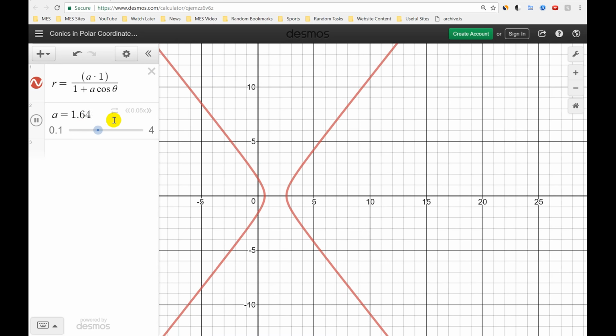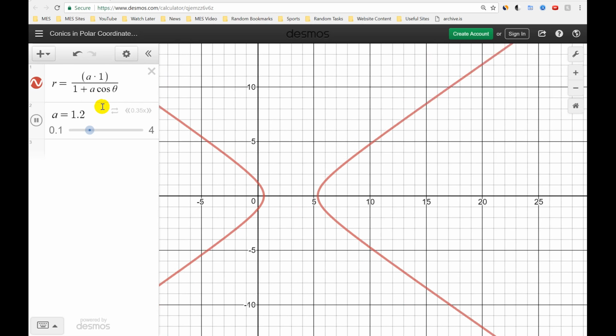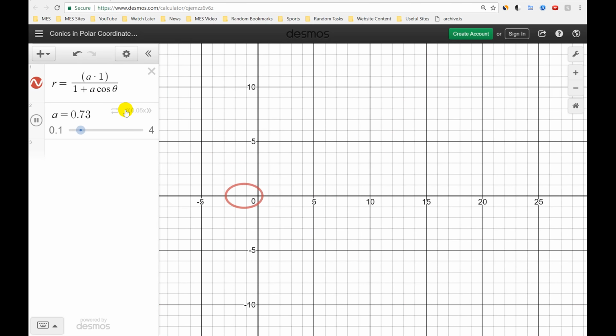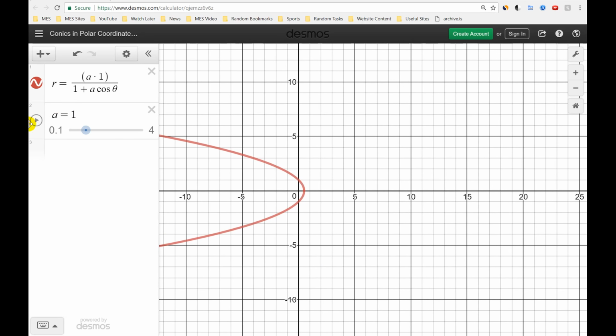So when it becomes 1, let's see what happens. Let's speed this up, and then slow it down. Oh, whoops, let's just go back to 1. Yeah, so when it gets to 1, it's a parabola. There's only one side like that. Fascinating. And this is press plus.